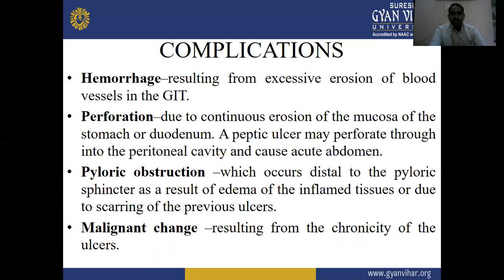Due to continuous erosion of the mucosa of the stomach and or duodenum, a peptic ulcer may perforate through into the peritoneal cavity and cause acute abdomen. Next one is pyloric obstruction, which occurs distal to the pyloric sphincter as a result of edema of the inflammatory tissues or due to scarring of previous ulcers.